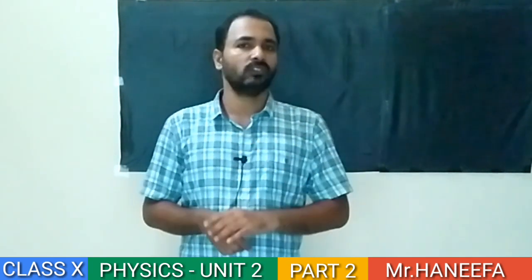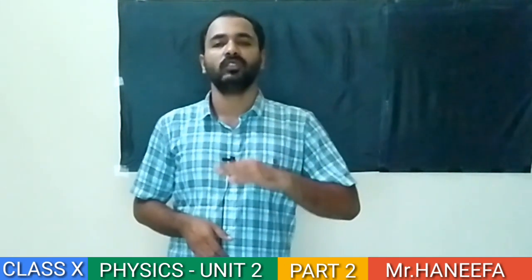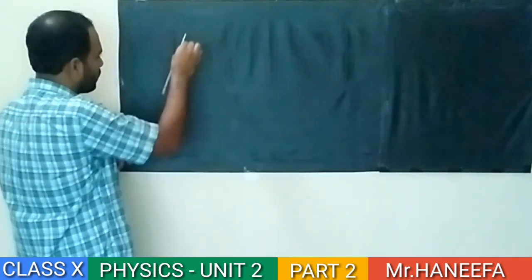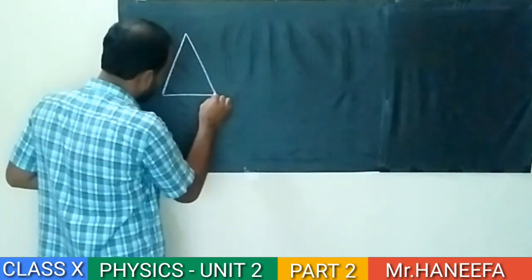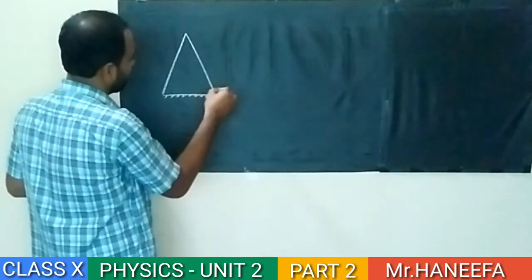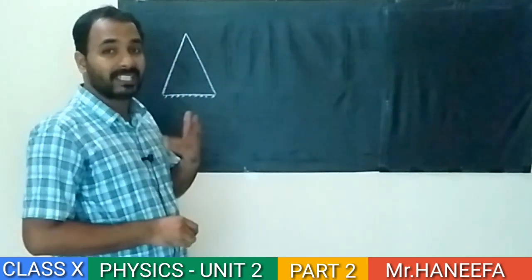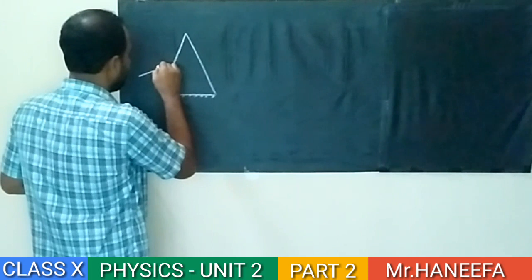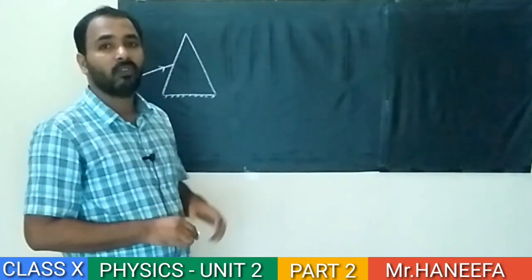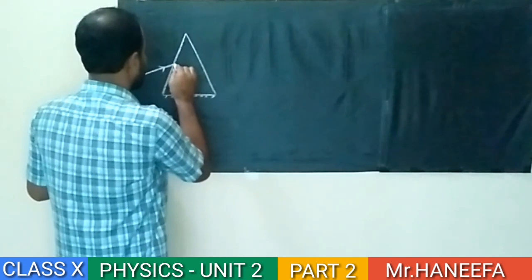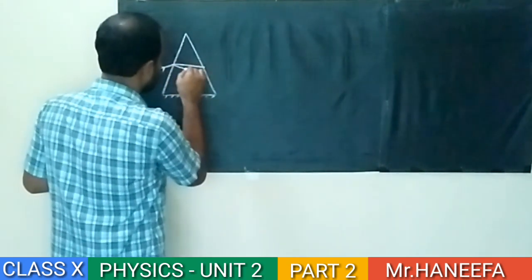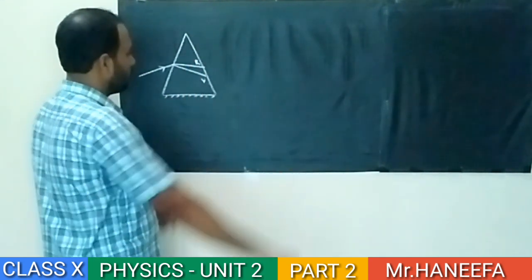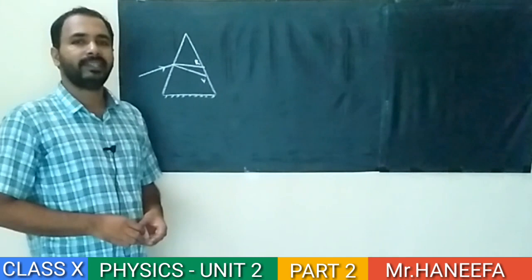What is the dispersion of light? Splitting of white light into 7 colors. First, he explained the dispersion using a glass prism. What is the dispersion of light? It is the splitting of white light into 7 colors. So, this is violet, indigo, blue, green, yellow, orange and red.